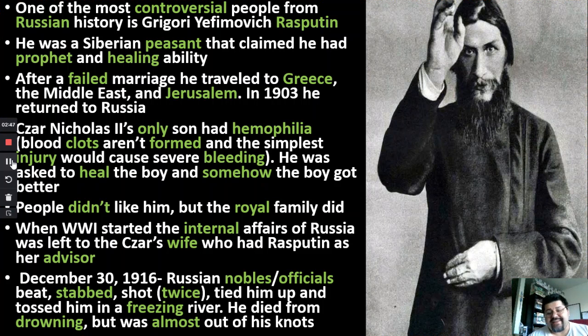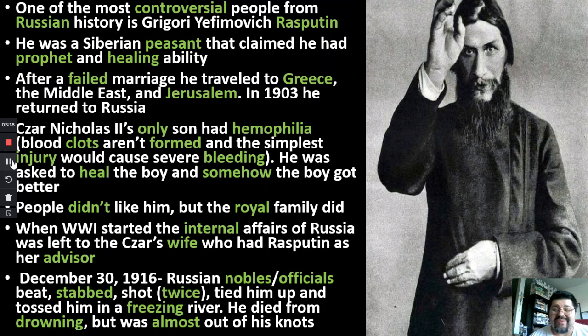Now, I cannot teach World War One without talking about this guy because oh my god, this dude was something else. This guy you see in that picture right there is one of the most controversial people in Russian history. His whole name, and I might kill it, is Grigory Yefimovich Rasputin. Now, you may have heard that last name, Rasputin. Okay, that's how most people knew him by.